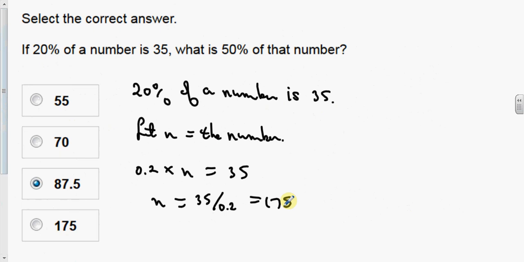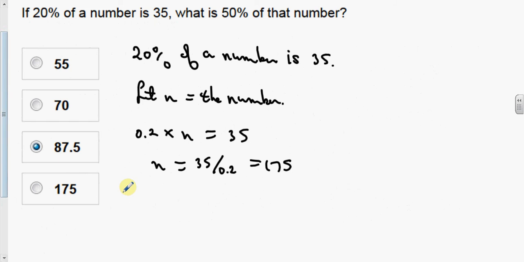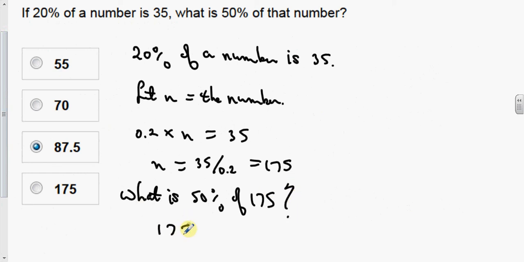So now, what is 50% of 175? 50% is just half. So what's half of 175? So it's 175 just divided by 2. You get 87.5.